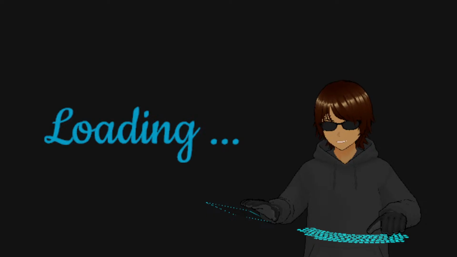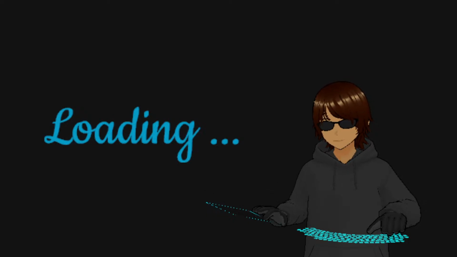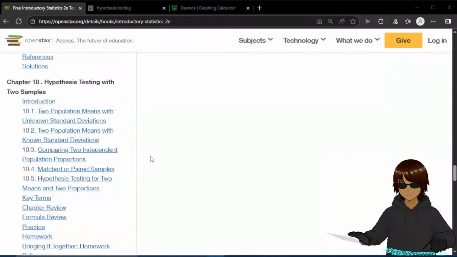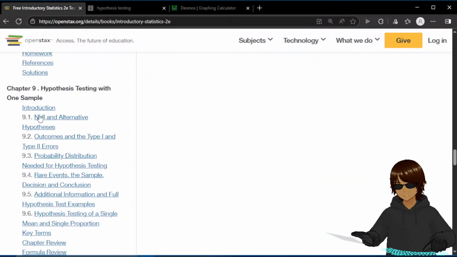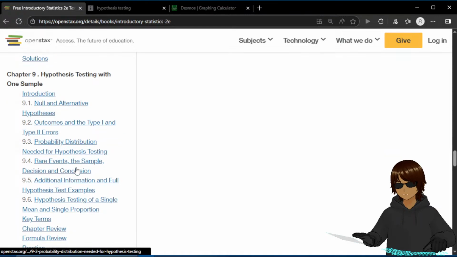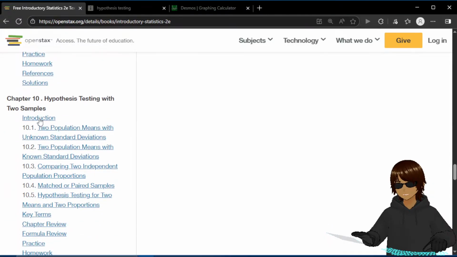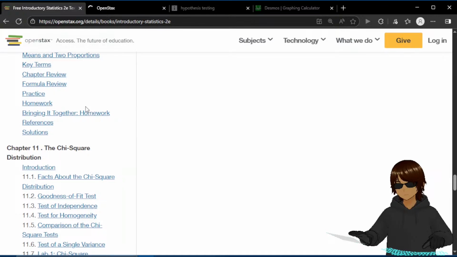Okay, so I'm going to be studying introductory statistics from OpenStax again. I am going to read it from where I last left off, which is hypothesis testing with one sample. This chapter right here, type 1 error, type 2 error. I learned about how to do hypothesis testing. This chapter seems to be about hypothesis testing with two samples.